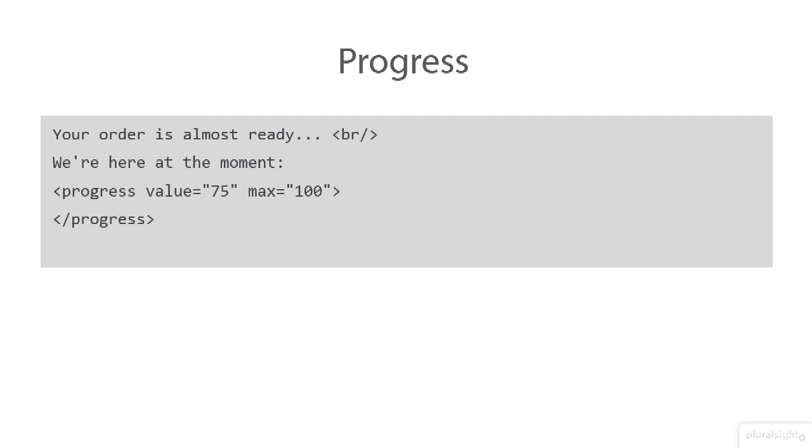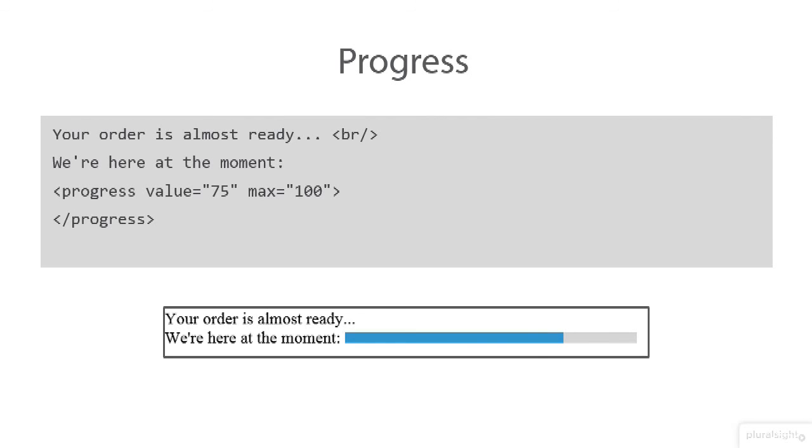Now, closely related to the meter is the progress tag. You would use the progress tag to specify progress of a task. As you can see from the sample on this slide here, where we are using the progress tag to show how far the user is in the checkout process, the meter has a visual representation, and it is dependent on the browser.